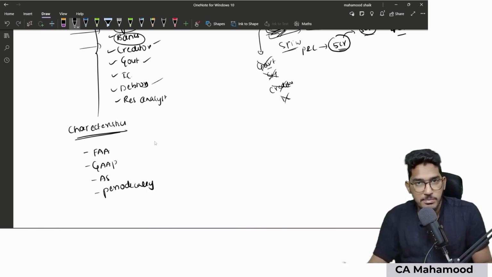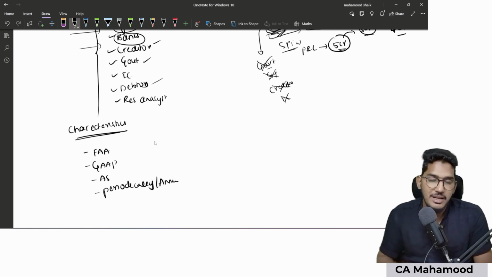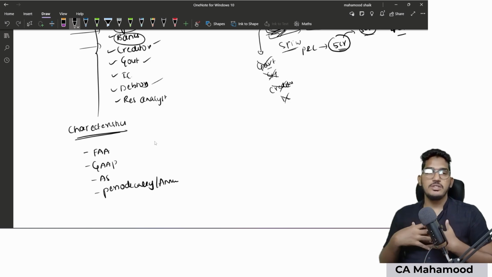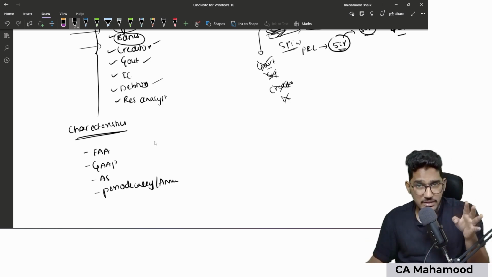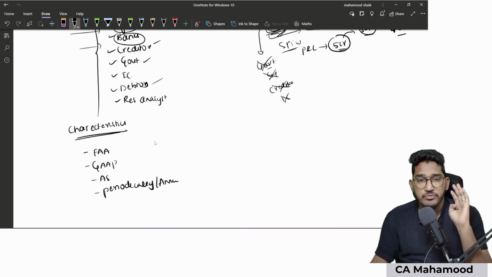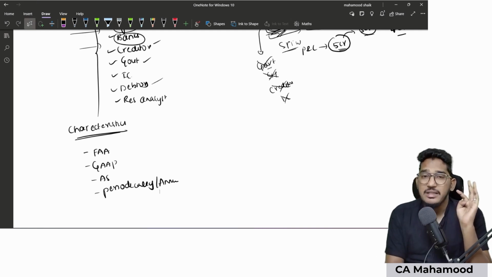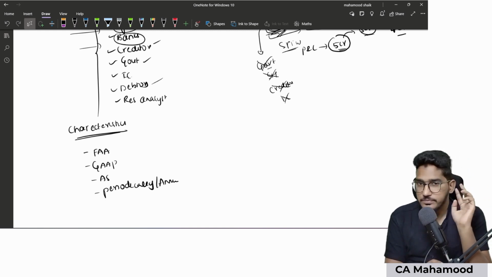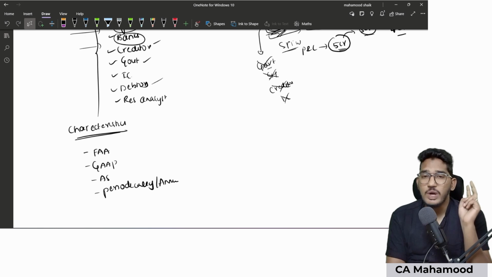For a fixed period they will be prepared, and that periodicity in India is annually, which starts from 1st of April and ends on 31st of March. So general purpose financial statements will have 4 characteristics which make them accepted by all the people: they follow fundamental accounting assumptions, they are prepared as per GAAP, they are prepared as per accounting standards, and they are prepared periodically. Clear? So we revised 2 kinds of framework on the basis of purpose. One is general purpose framework and the other one is special purpose framework.